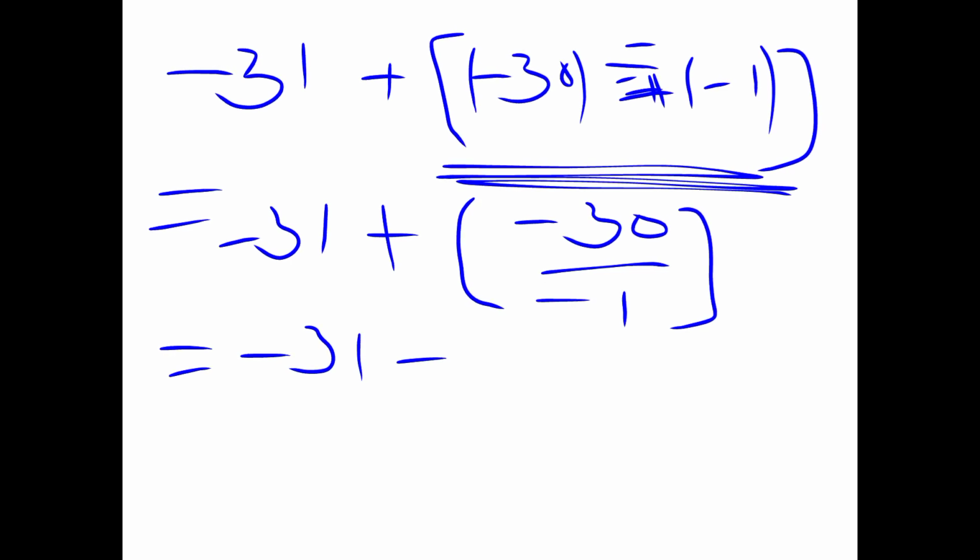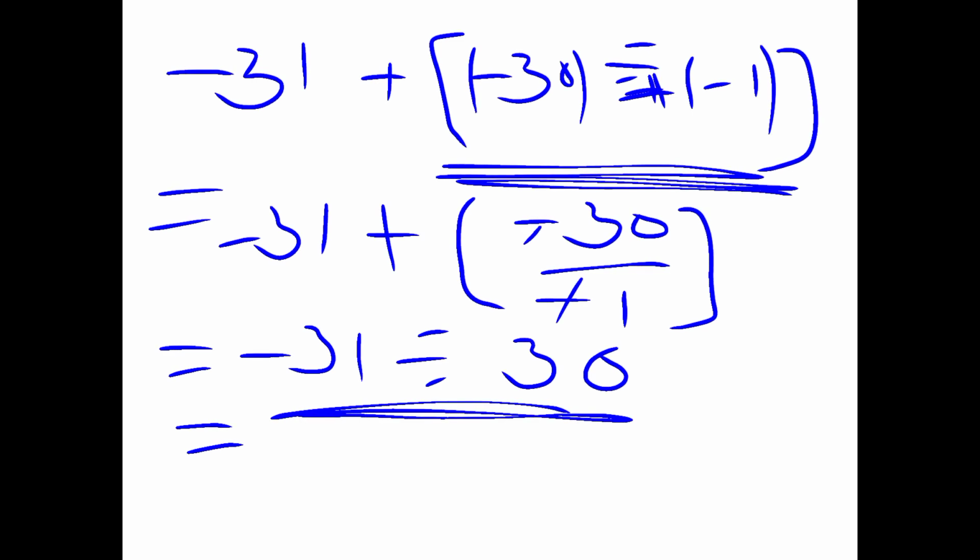Then we have to divide 30 by 1. 1 thirties are 30. The signs are the same here, negative and negative, so the sign will be positive 30. Then we can rewrite this and divide these two, so that will be negative 31 divided by 30.